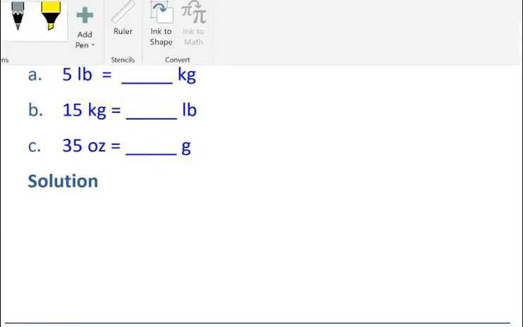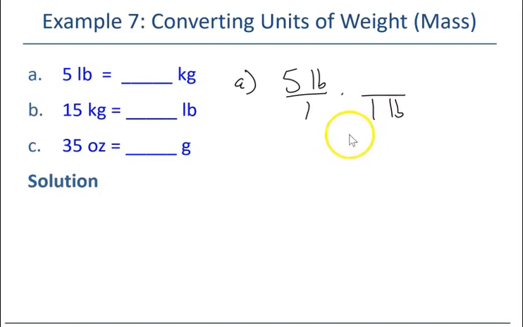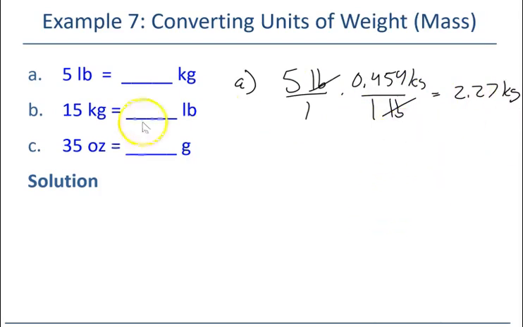So let's come in here, and let's do A, we got 5 pounds over 1. Well, 1 pound is equal to how many kilograms? Well, if you go look back on your sheet, it comes out to 0.454 kilograms. My pounds go away, and whenever I do the math to this, I get 2.27 kilograms. Okay, let's do one more.